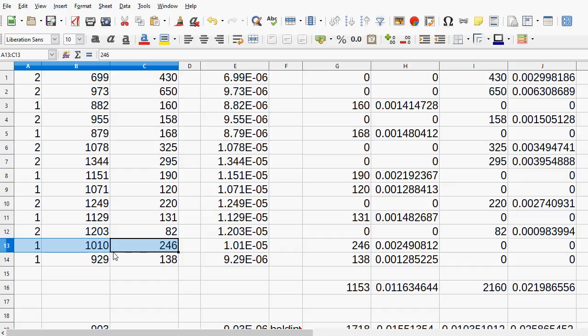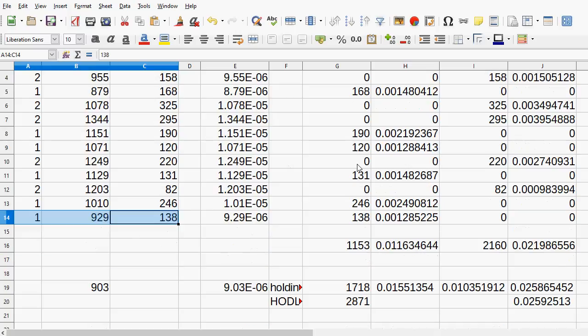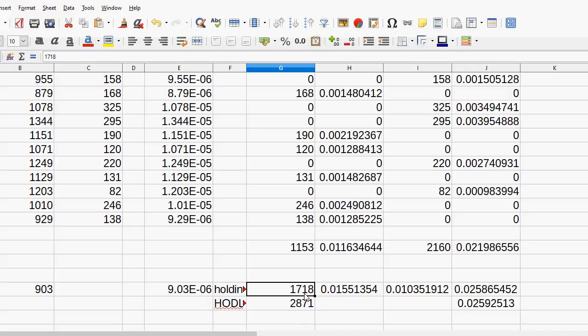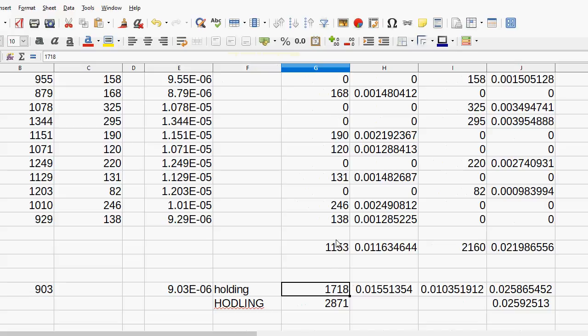Buying back 246 at the 1010 number, and then maybe getting a little impatient here, buying back 138 more, going down just 7% from the 1010 mark, closer to 8% really. Okay, so how this worked out for my calculations is that I am out. I have 1,718 of these things. And if I didn't sell anything, I would be at 2,871 if I just did nothing.